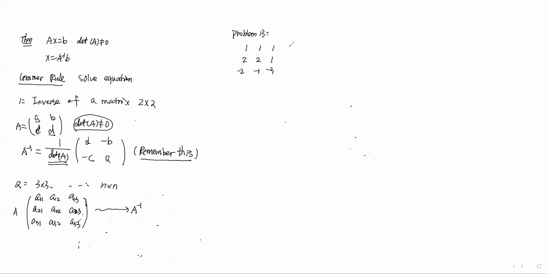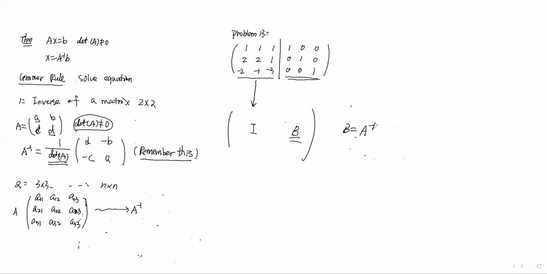You first add an identity matrix here. If this is 4 by 4, you just add a 4 by 4 identity matrix. You use your RREF to convert this side to identity, and if you do the same operations for the right-hand matrix, you will get a matrix B, and this B should be the inverse of A. It's a kind of Gauss-Jordan elimination, or Gaussian elimination.